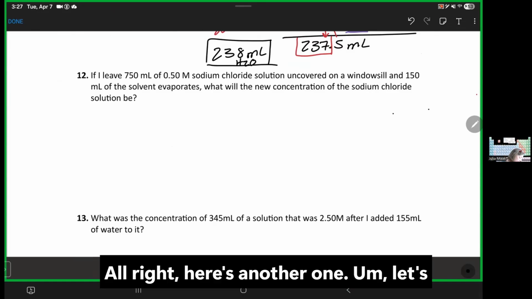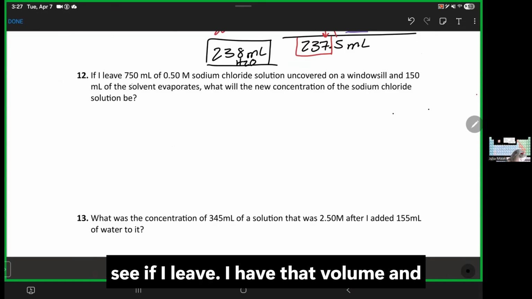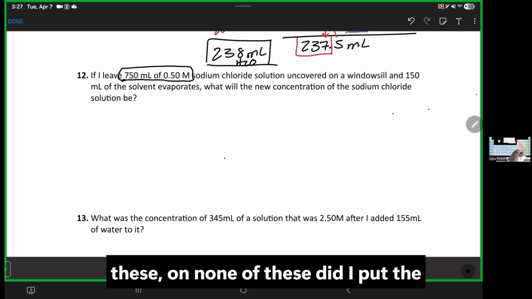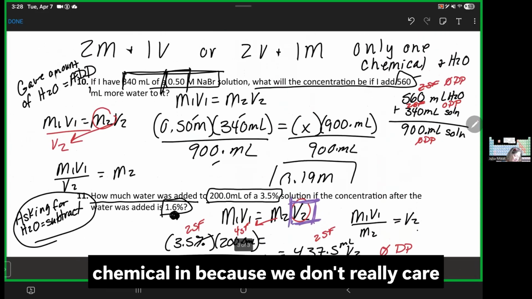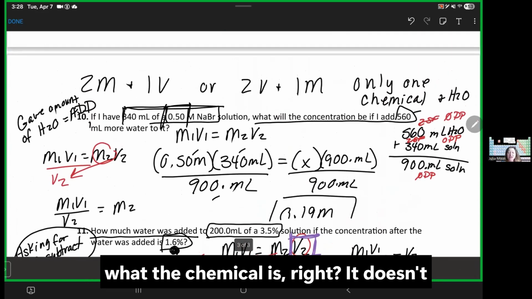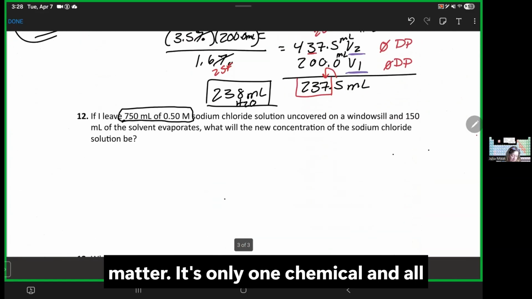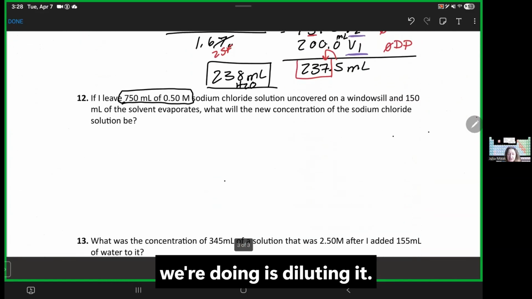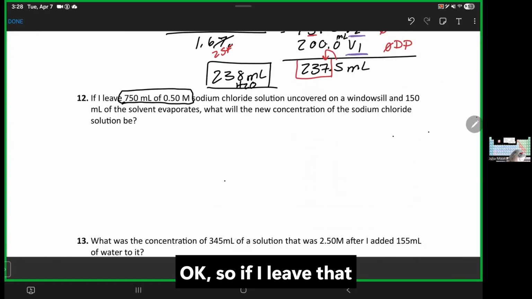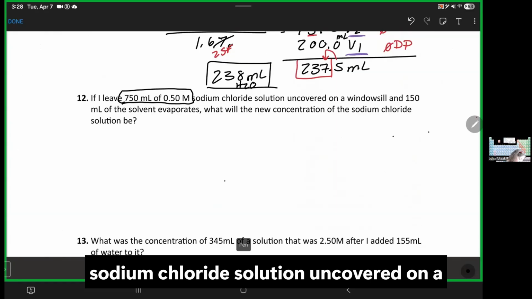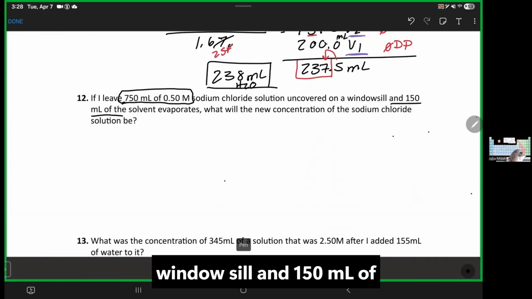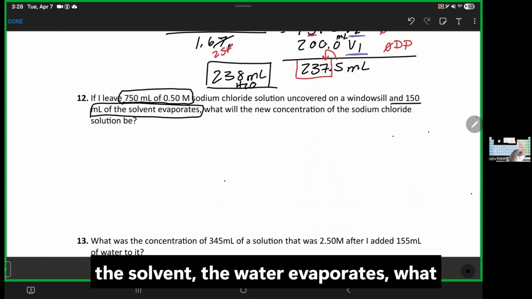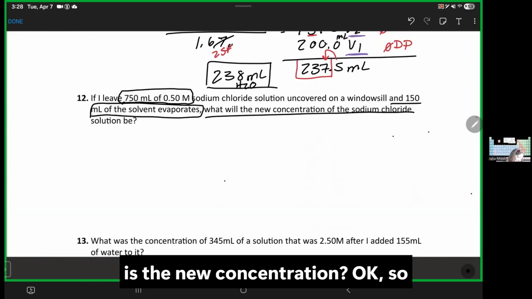All right, here's another one. If I leave, I have that volume and that molarity. You'll notice that on none of these did I put the chemical in, because we don't really care what the chemical is. It doesn't matter. It's only one chemical, and all we're doing is diluting it. Okay, so if I leave that sodium chloride solution uncovered on a windowsill and 150 mils of the solvent, the water, evaporates, what is the new concentration?